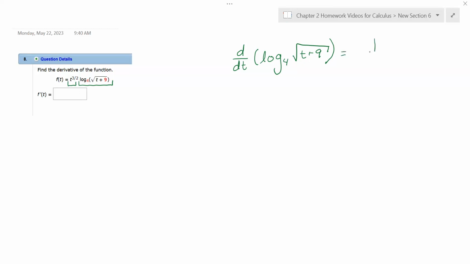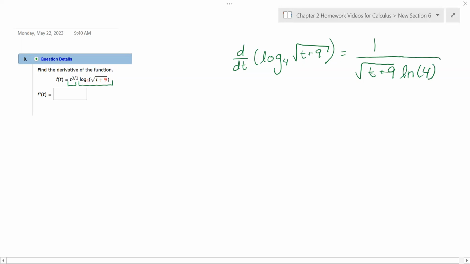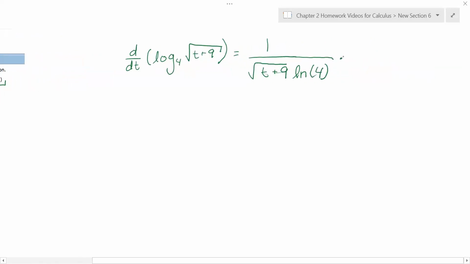the typical way that I would do it, if I didn't do any equivalence, I'd have 1 over t plus 9, and then times ln of 4. Because this isn't just t, it's a function of t, we also have to multiply by the derivative of the inner function. That's going to be a 1/2 t plus 9 to the negative 1/2 power. Then you can also multiply by 1, which is the derivative of t plus 9 with respect to t.